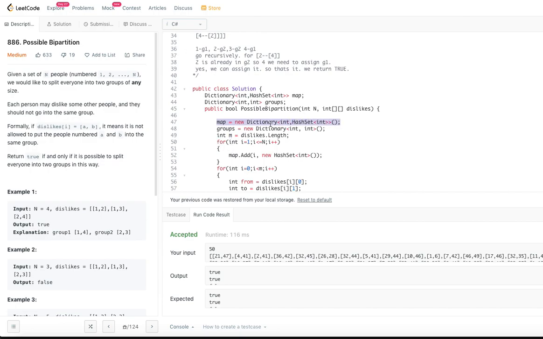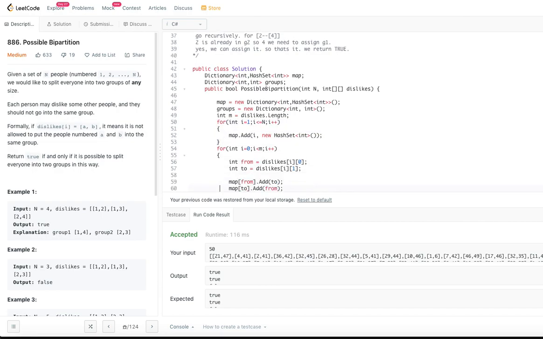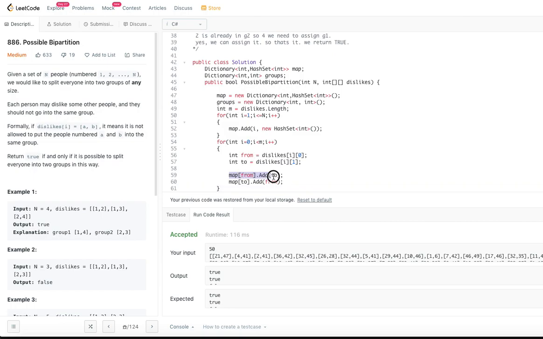Okay, and put a new hash set for each of the persons to put all the disliked people, right? So now we go through all the dislikes and put into the map who is disliked by whom. So basically you have from and to both, right? So you put from to 2 and 2 to from. Basically if you have just 1 and 2, in 1's map put 2, in 2's map put 1, like that we are doing.